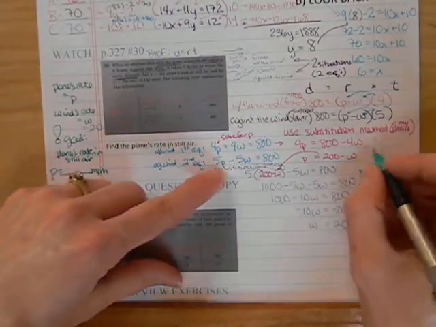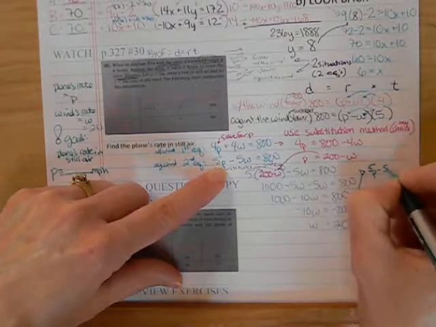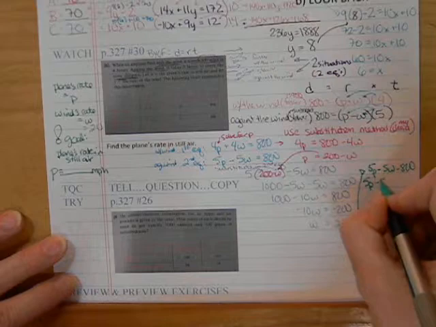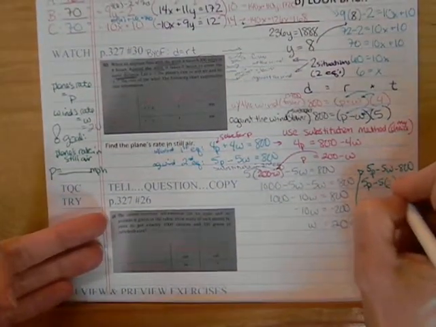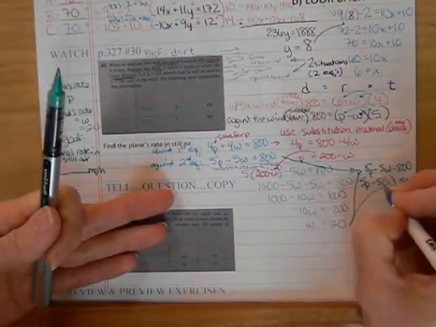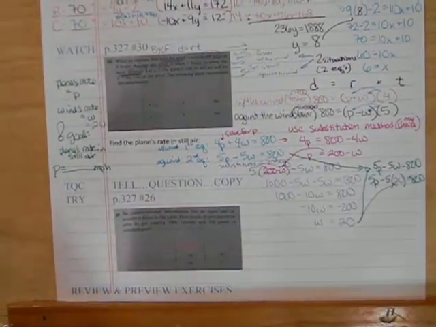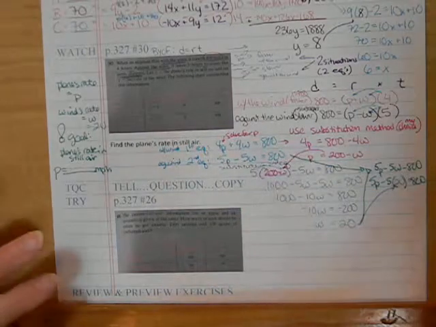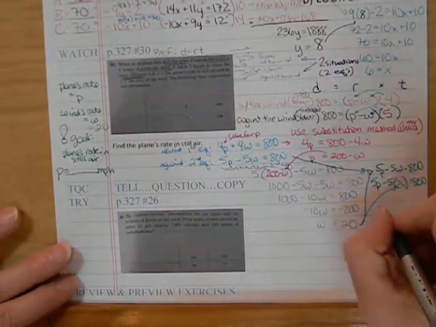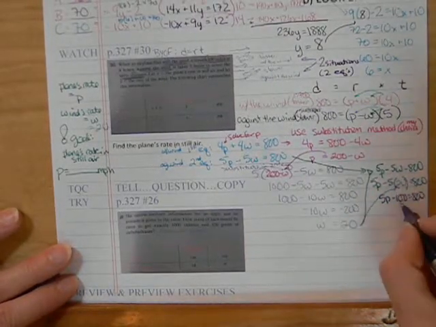I'll take the 5P minus 5W equals 800, and instead of W, I'll substitute in the 20. So I took one of my equations from over here, I took my answer, plugged it in. This is called back substitution, so that I can get my second variable. So you get 5P minus 100 equals 800. Multiply the 5 times 20 to get the 100.